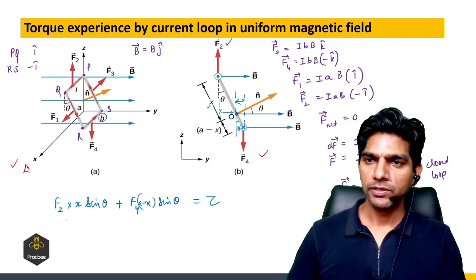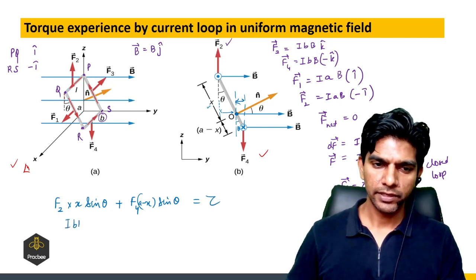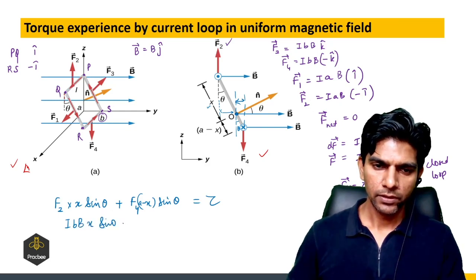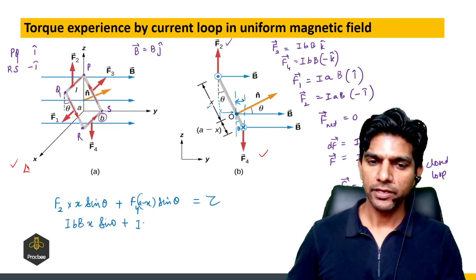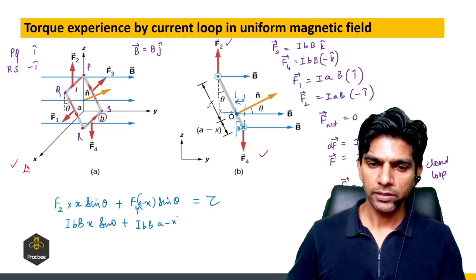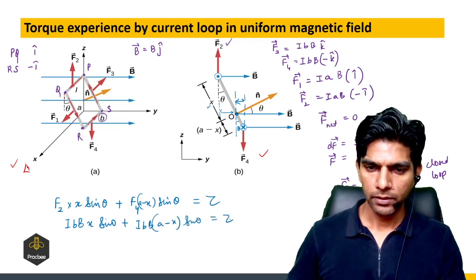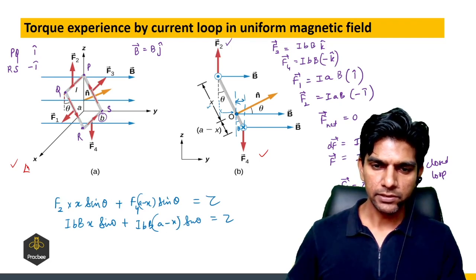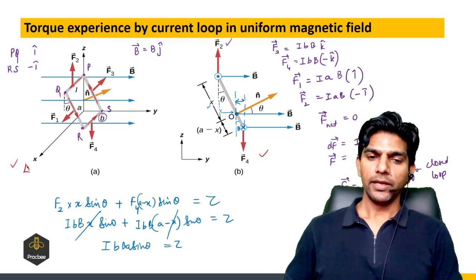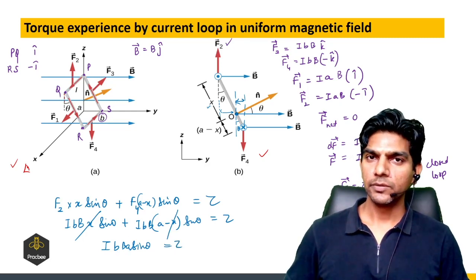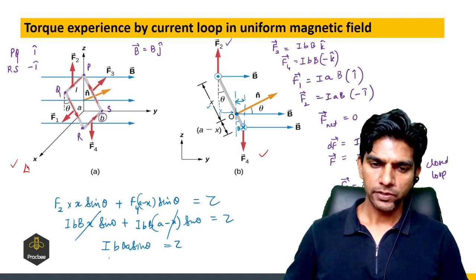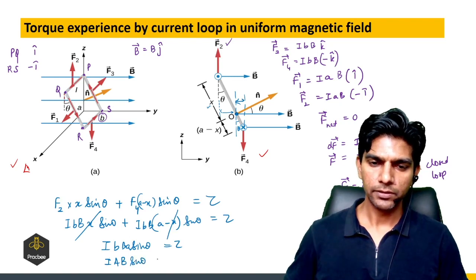The magnitude of F2 is I B times x sine theta, and the magnitude of F4 is I B times (A minus x) sine theta, where B is the length. Now this x sine theta term will get cancelled out. So we are left with I B A sine theta. That is the torque, and B times A is nothing but the area of the coil. So we can write this as I A B sine theta.